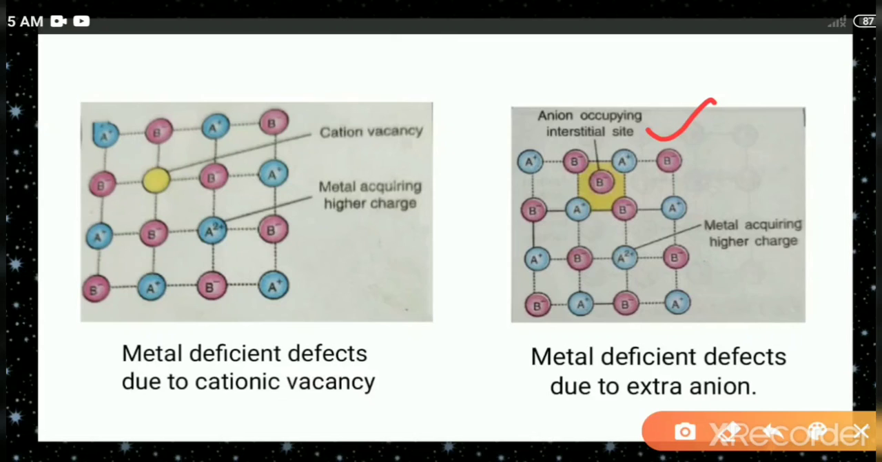That means one extra anion occupies the interstitial site, as shown in the figure, and in order to maintain electrical neutrality, the neighboring metal ion increases its oxidation number from +1 to +2. Now we can say that it is electrically neutral. So this type of defect is called metal deficient. Why is it metal deficient? Because the number of cations is lesser when there is an extra anion.